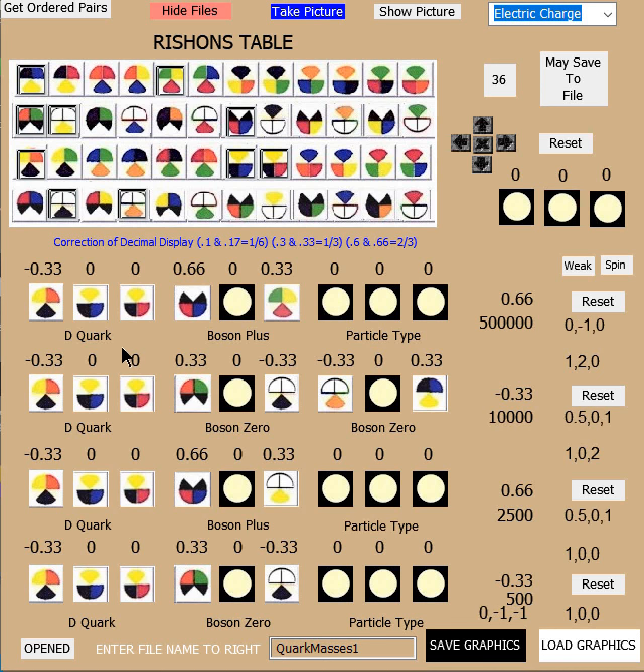Let's take a closer look at the generation of the quark masses for the upper two generations. And what we want to look at is what we will call the combinatorial value of the rishons. For instance, if I put the mouse on this rishon and go over here, I can see that I have an ordered pair S and T, where S is 0 and T is -1 for that rishon.